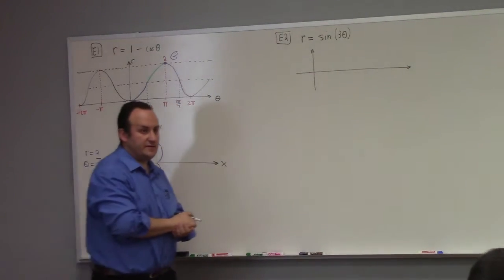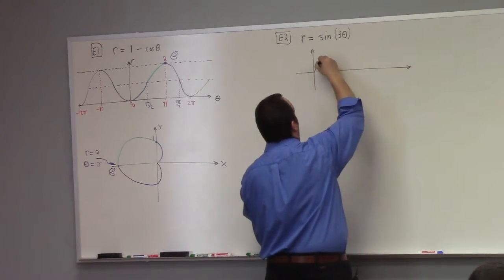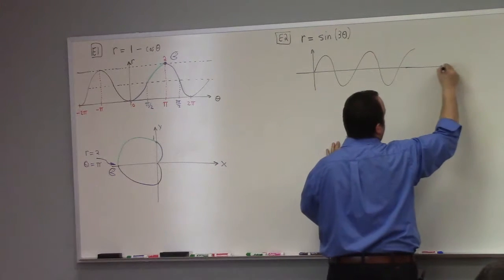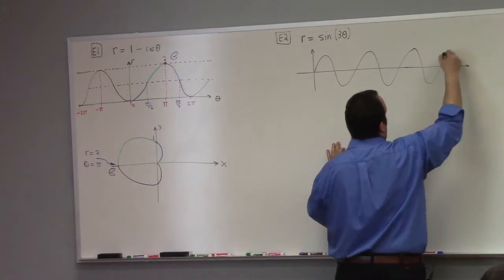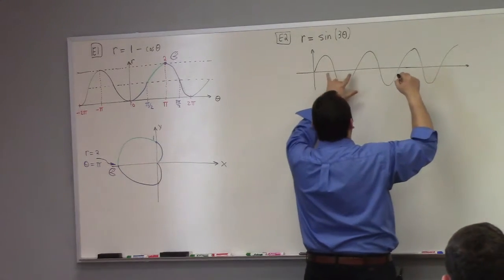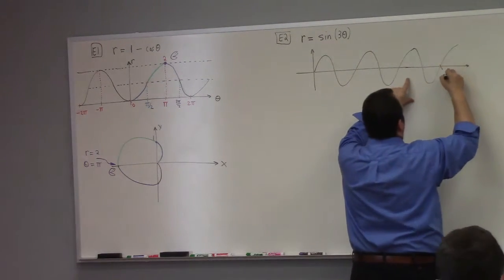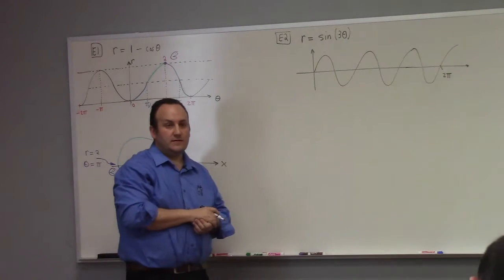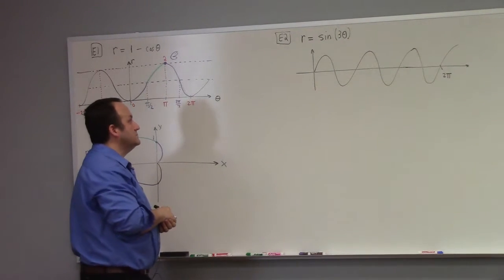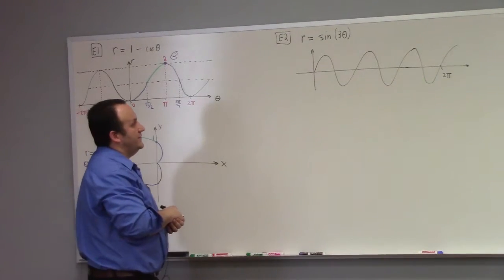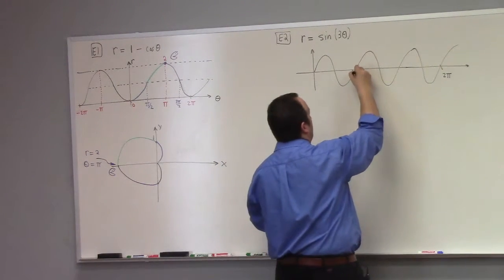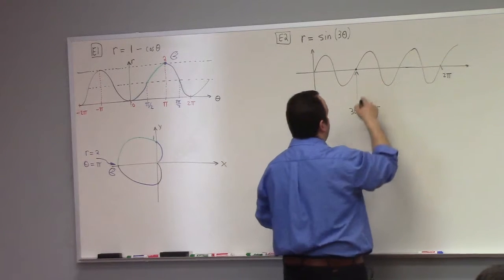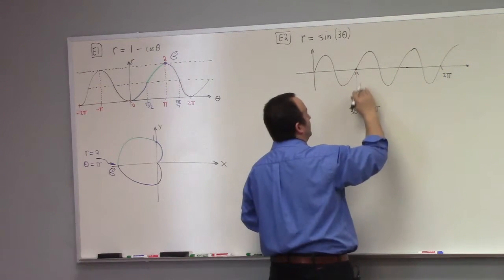So sine of 3 theta, it just looks like sine, right? But if we go all the way to 2 pi, how many cycles did we go through? We should have gone through 3 cycles, right? If 3 theta, let's see here how to say this. If we set 3 theta equal to 2 pi, that would get us to here, right? So this would be 2 pi over 3.